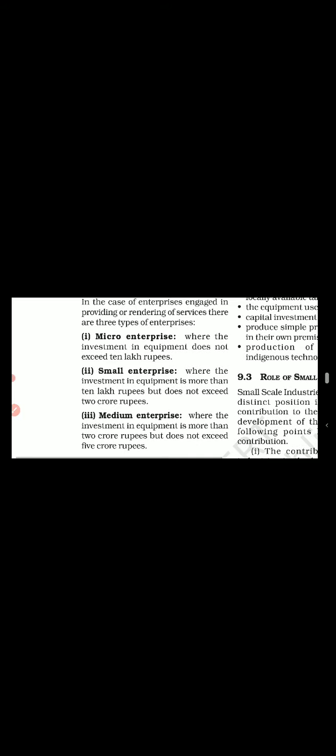देखिए, एक आपका प्रोडक्शन है और एक आपका सर्विस सेक्टर है, ठीक है। प्रोडक्शन में अगर हम माइक्रो के बारे में बात कर रहे थे तो ये था 25 लाख, और यहाँ पे माइक्रो है 10 लाख, ठीक है। फिर स्मॉल में प्रोडक्शन में 25 लाख से लेके 5 करोड़ तक था, और यहाँ पे स्मॉल है 10 लाख टू 2 करोड़, ओके। और मीडियम में प्रोडक्शन में 5 करोड़ टू 10 करोड़ था, और यहाँ पे मीडियम में 2 करोड़ टू 5 करोड़ है, क्लियर है। So this is all about your different types of small scale industries, okay.